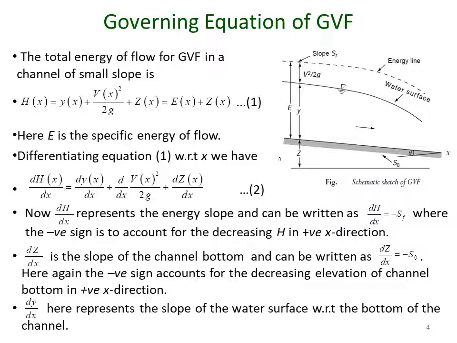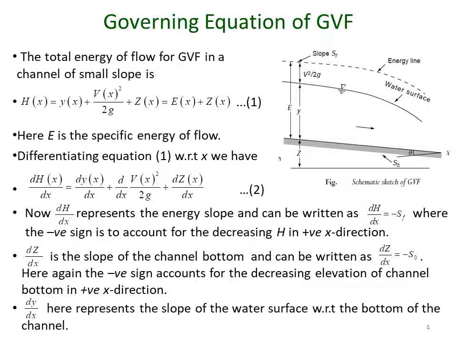So here, let's look at the terms of equation 2 one by one. On the left-hand side we have dH by dx, which represents the slope of the energy line, or total energy line, or the energy slope, and can be written as dH by dx equals minus SF, where SF is the friction slope. The minus sign here signifies that the total energy is decreasing in the longitudinal direction.